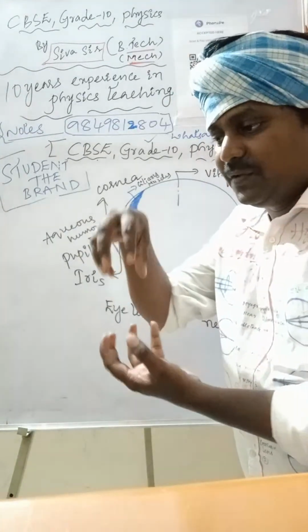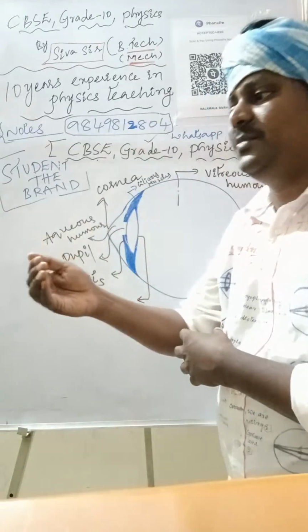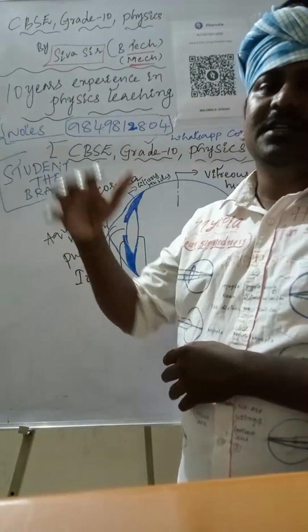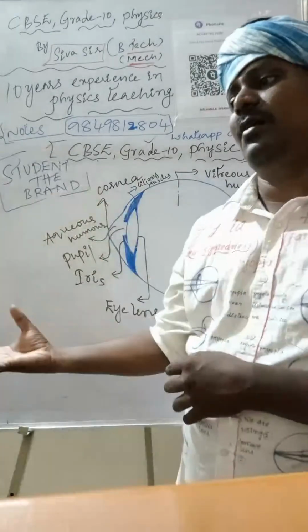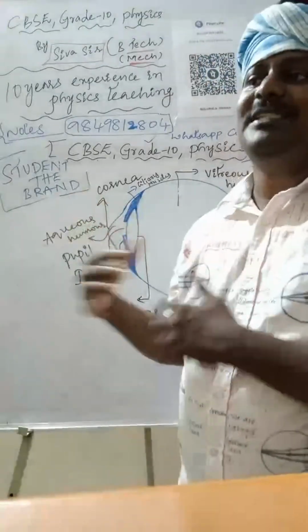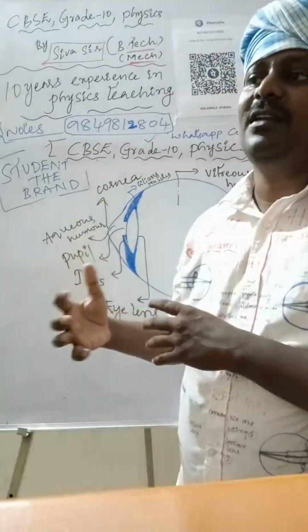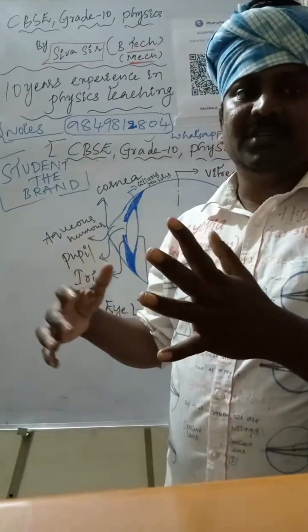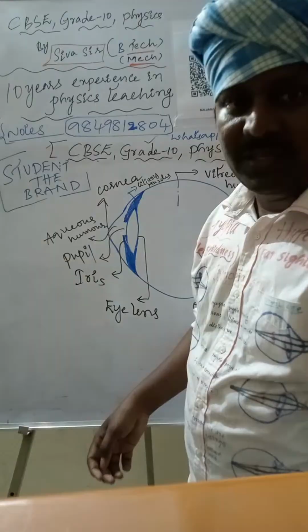Ciliary muscles will hold the lens when you are seeing a nearby object and a far object. By the help of ciliary muscles adjustment, if these ciliary muscles are adjusted, automatically we are able to see near distance as well as far distance objects. So that is about ciliary muscles.